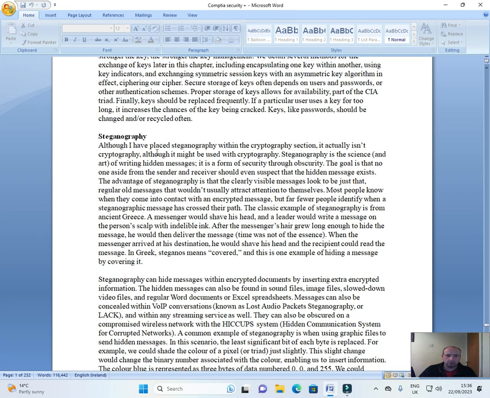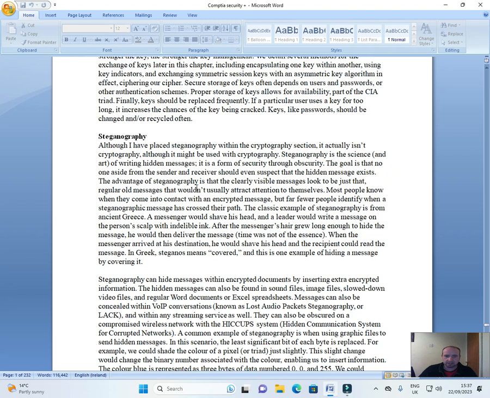Steganography. Although I have placed steganography within the cryptography section, it actually isn't cryptography, although it might be used with cryptography. Steganography is the science and art of writing hidden messages. It is a form of security through obscurity. The goal is that no one aside from the sender and receiver should even suspect that the hidden message exists.